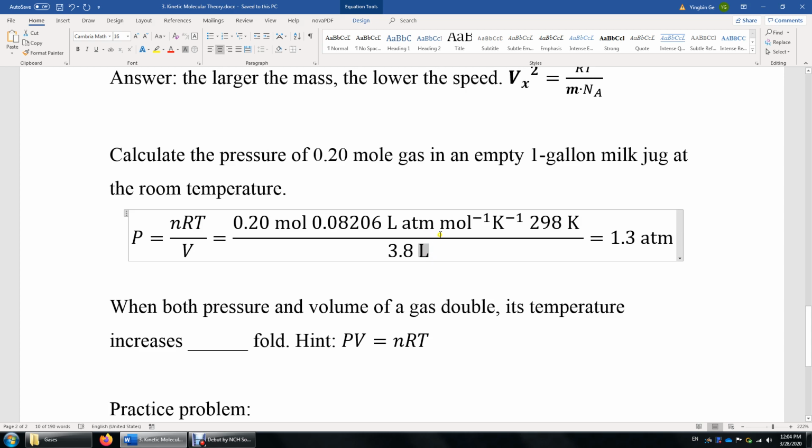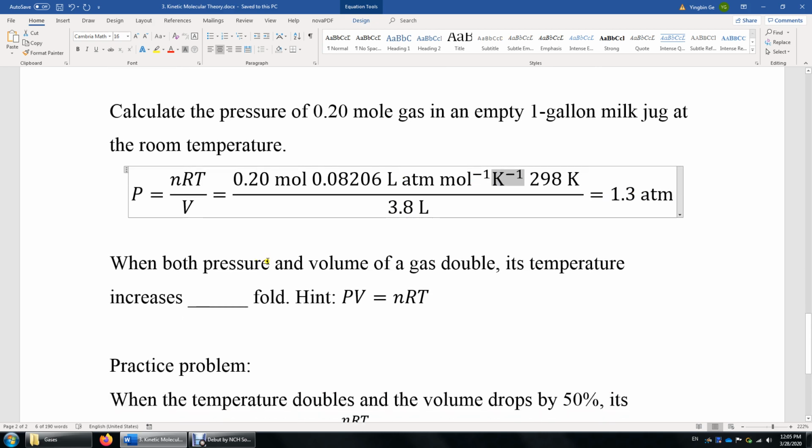When we do this, the two L's cancel. This mole and this mole to the power of -1 cancel. Kelvin to the power of -1 and Kelvin cancel. The result is simply 1.3 atm.